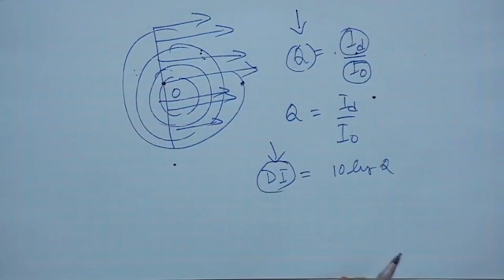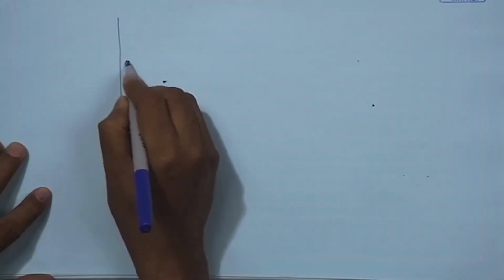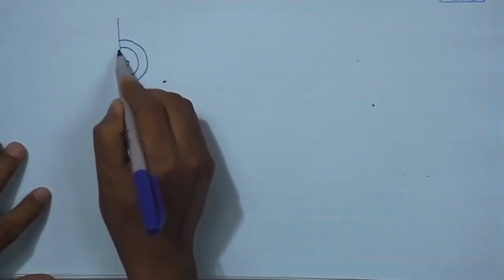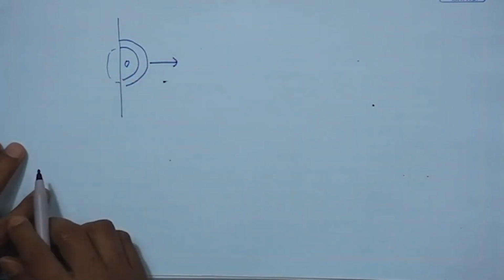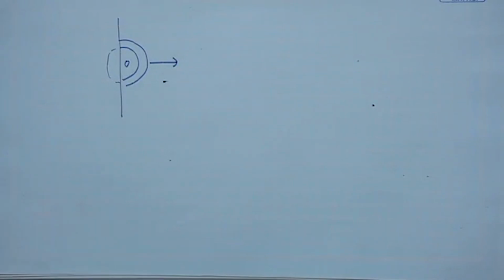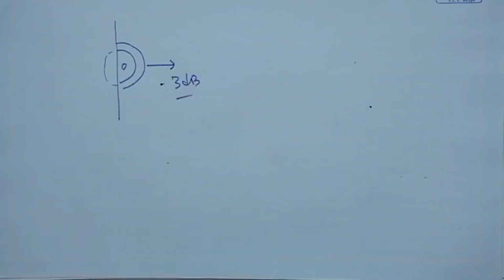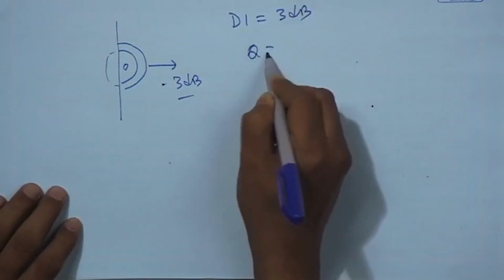Now, see this example: I have a wall and I have a source here. This side power is channelized to this side. So, how many dB will the sound power be increased? Double, since half the portion I channelize this way. So, it is 3 dB. The directivity index is 3 dB, or Q is equal to 2.